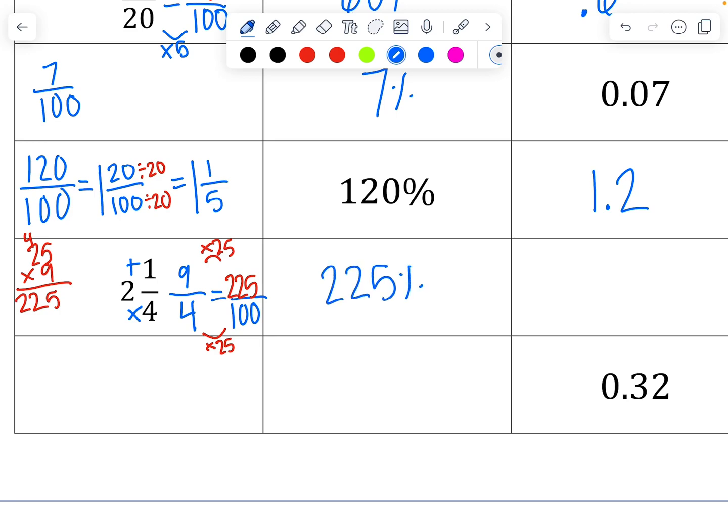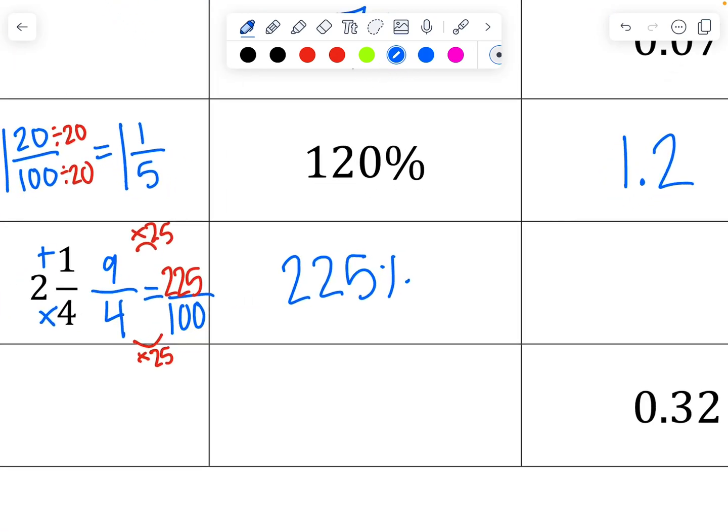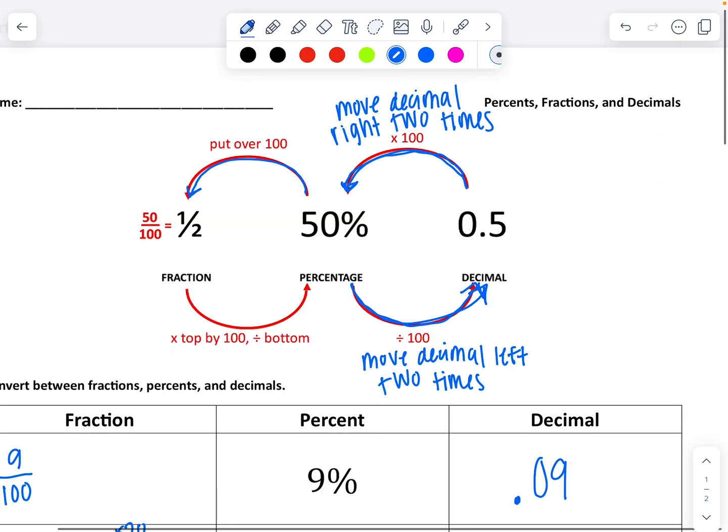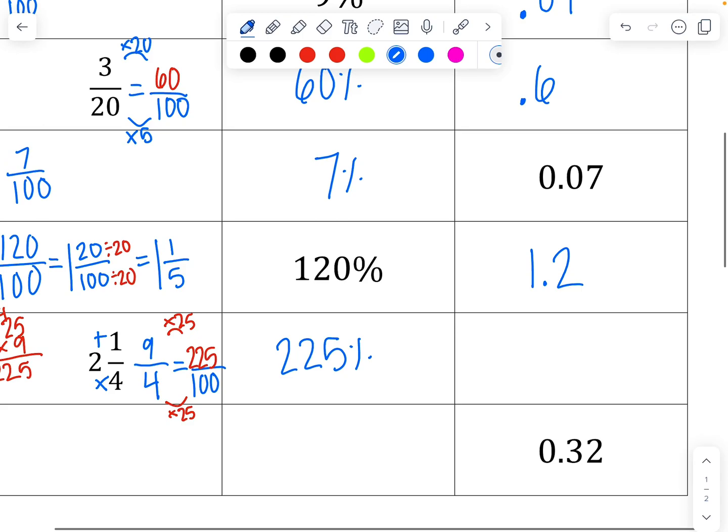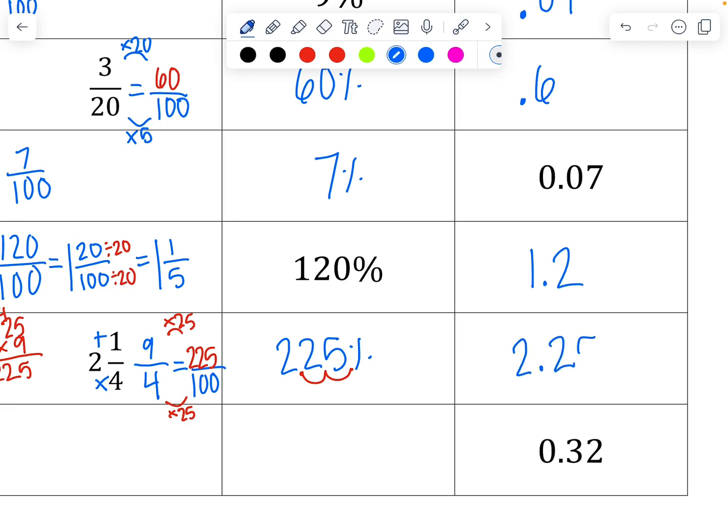Okay? Which makes sense because 1/4 is 25%, and our 2 represents the 200. So it should be 225%. So then to change our percent to a decimal, you can go back up here, and we're going to move the decimal left 2 times. So I would start here, I go 1, 2, so it'd be 2.25.